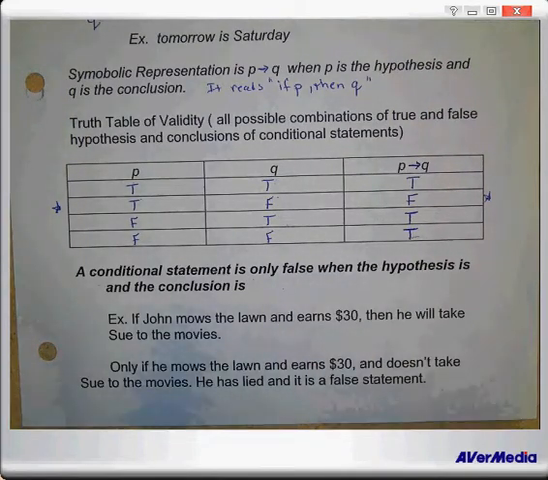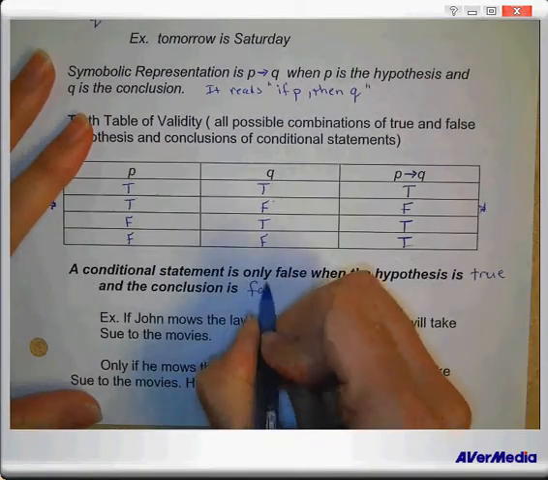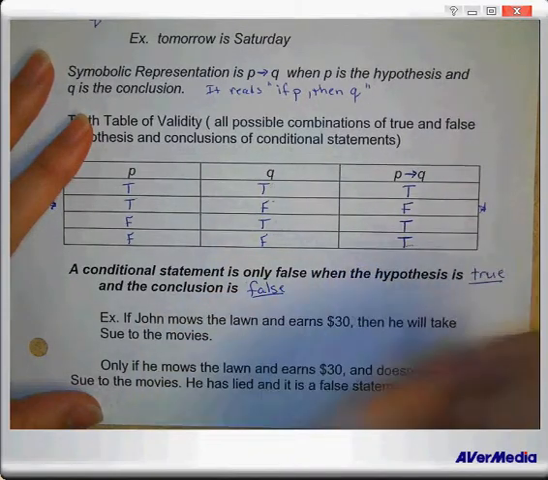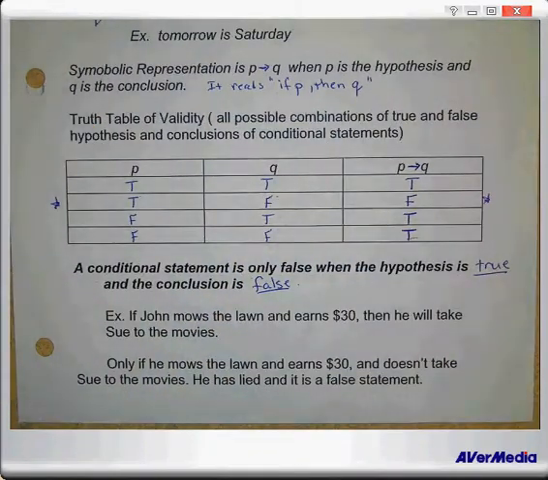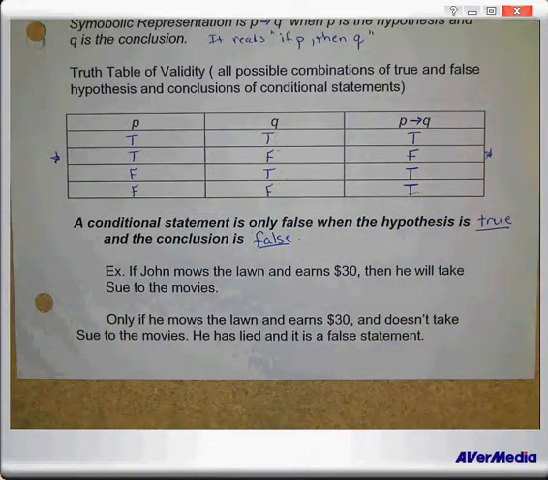Now, please understand, there's only one example I've ever really used that kind of makes sense with students. It's dating relationships. We're going to use just two generic students, John and Sue. Now, what if we said the following statement? If John mows the lawn and earns $30, then he will take Sue to the movies. All right, well, let's go through all the possible combinations now. John mows the lawn, earns $30. He takes Sue to the movies. He made a true statement.